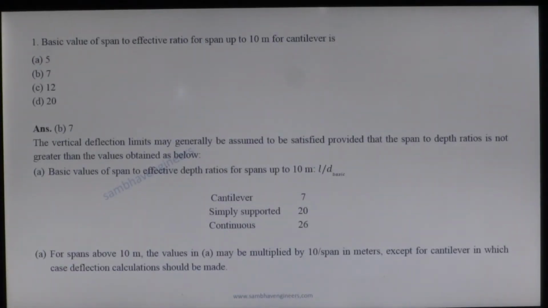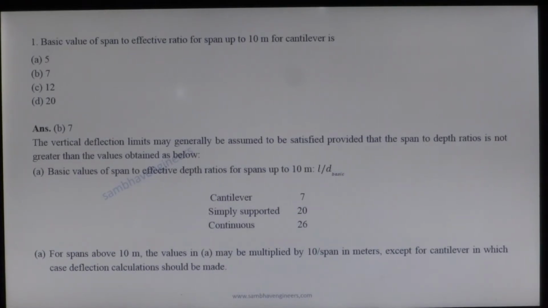Basic value of span to effective depth ratio for span up to 10 meter for cantilever is. To control the vertical deflection limit, basic value of span to effective depth ratio for span up to 10 meter for cantilever is 7, for simply supported beam is 20, and for continuous beam and slab is 26. Next question.